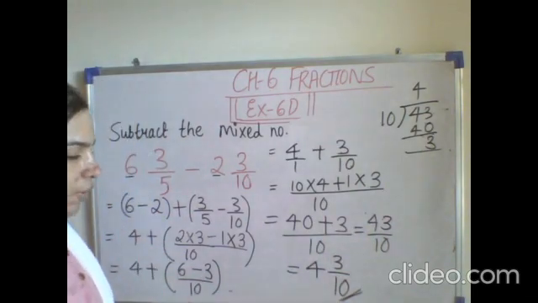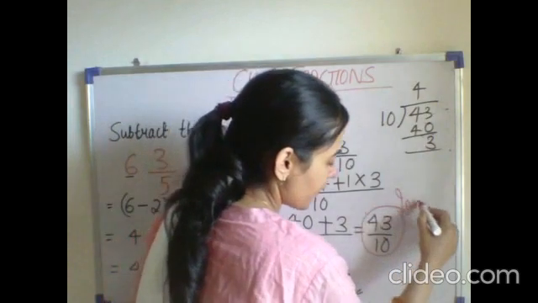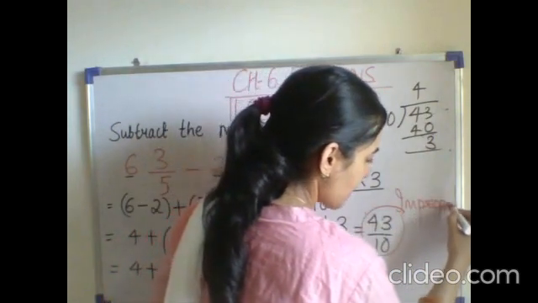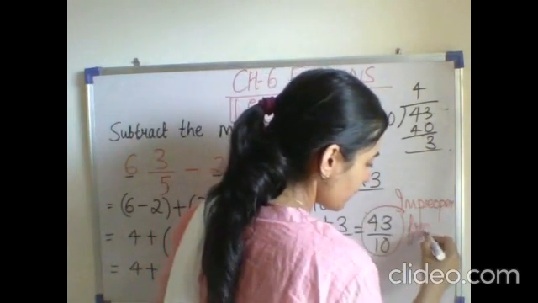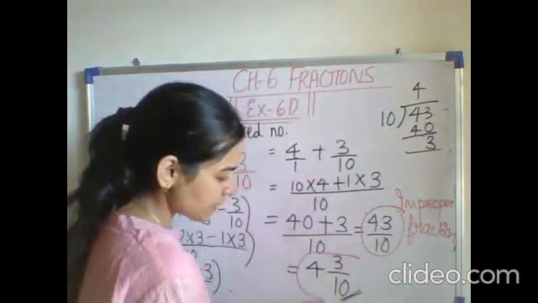Now 43 upon 10, it is an improper fraction. Whenever your final answer is coming in the form of an improper fraction, you have to convert it into a mixed number.